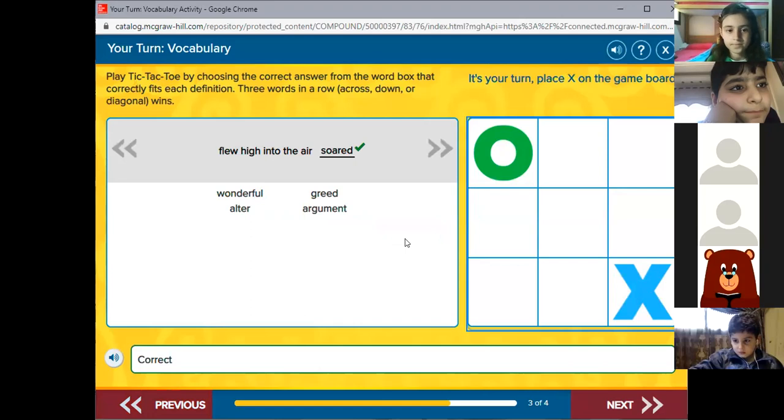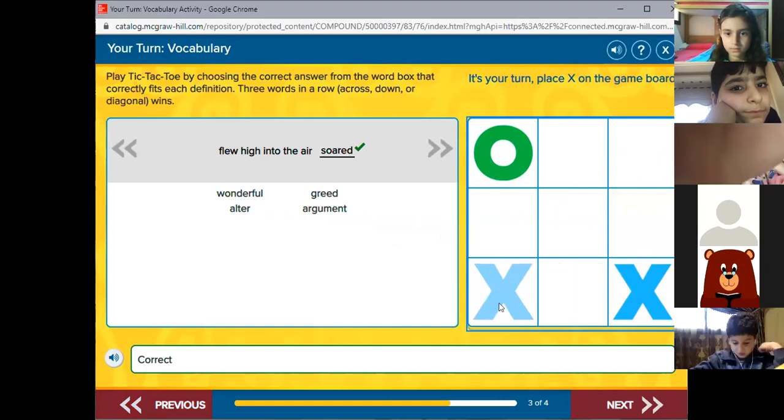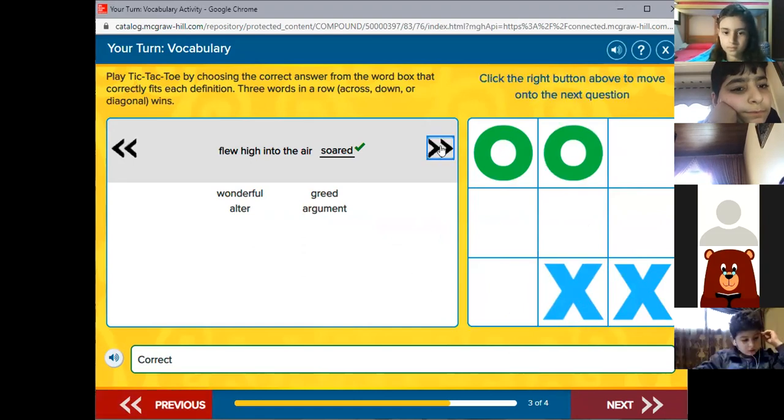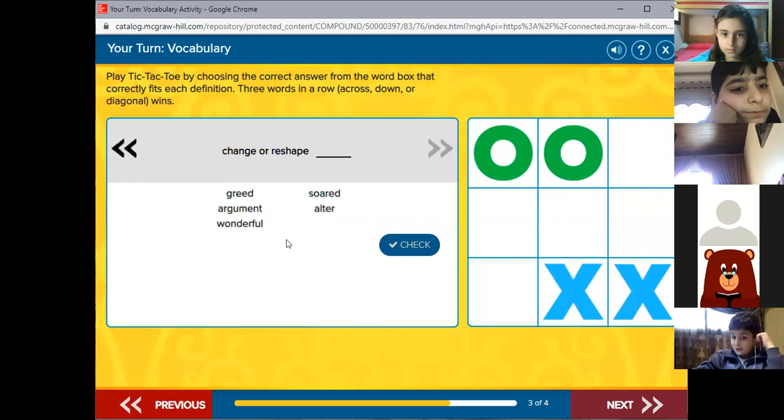Good job. Where do you want to put the X? Down. Here? No. Here? Yes. Okay. Yalla, Ibrahim Hijazi. Don't win. Oh, he has to block the O. We will block the O, Ibrahim.